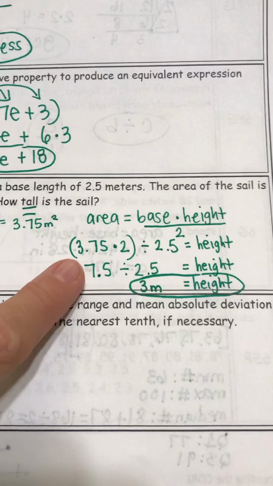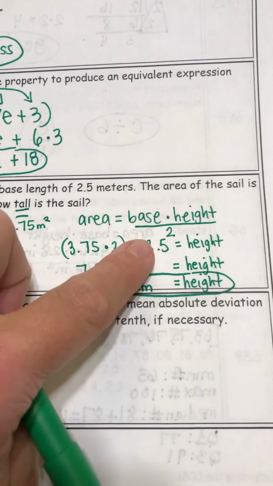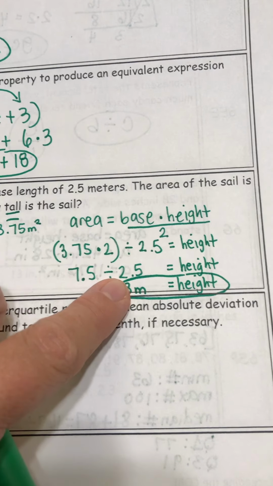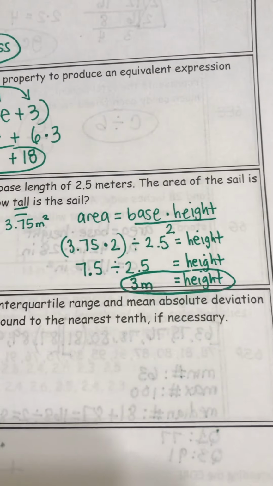Okay, so 3.75 times 2 gives us 7.5. Bring down divided by 2.5. 7.5 divided by 2.5 is 3. 3 meters is the height.